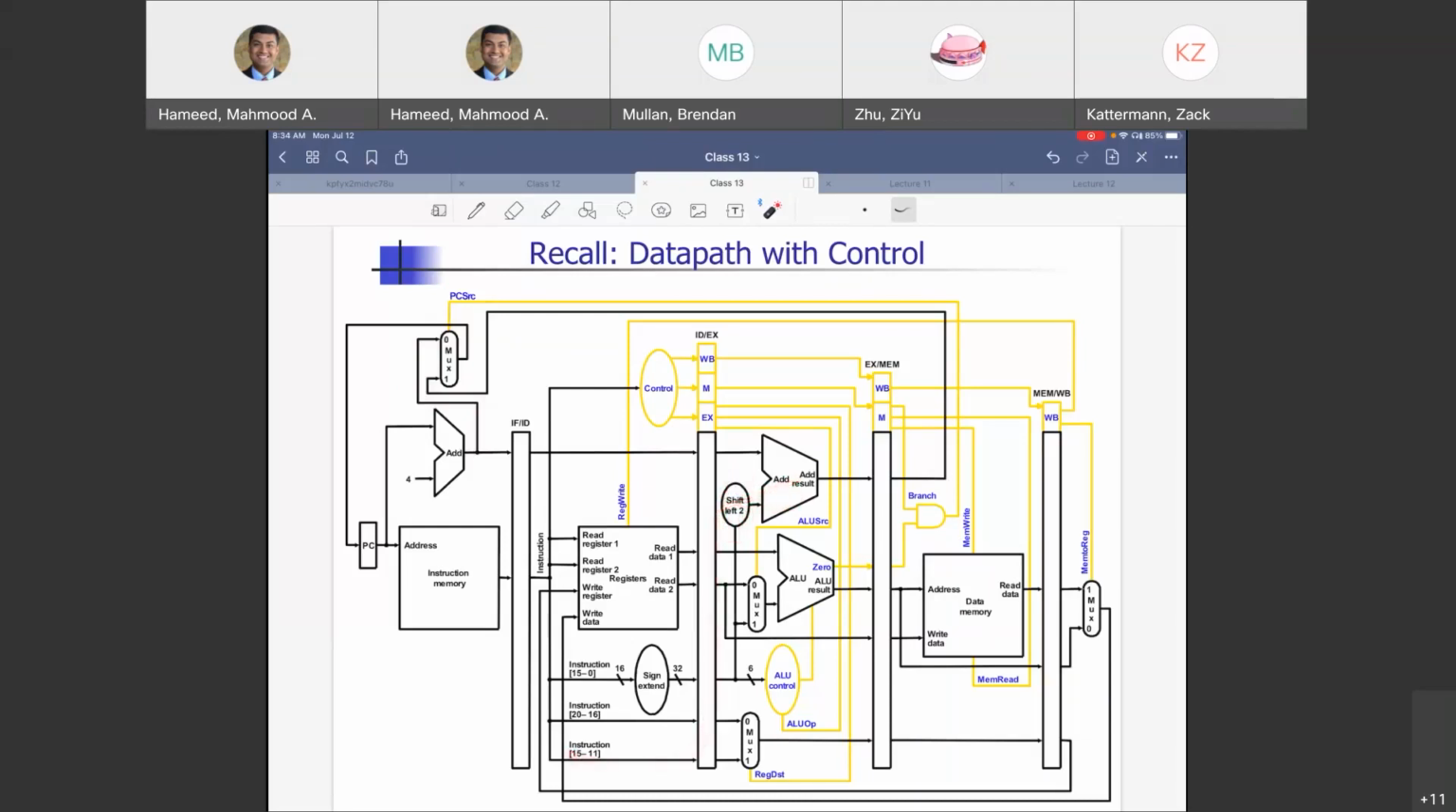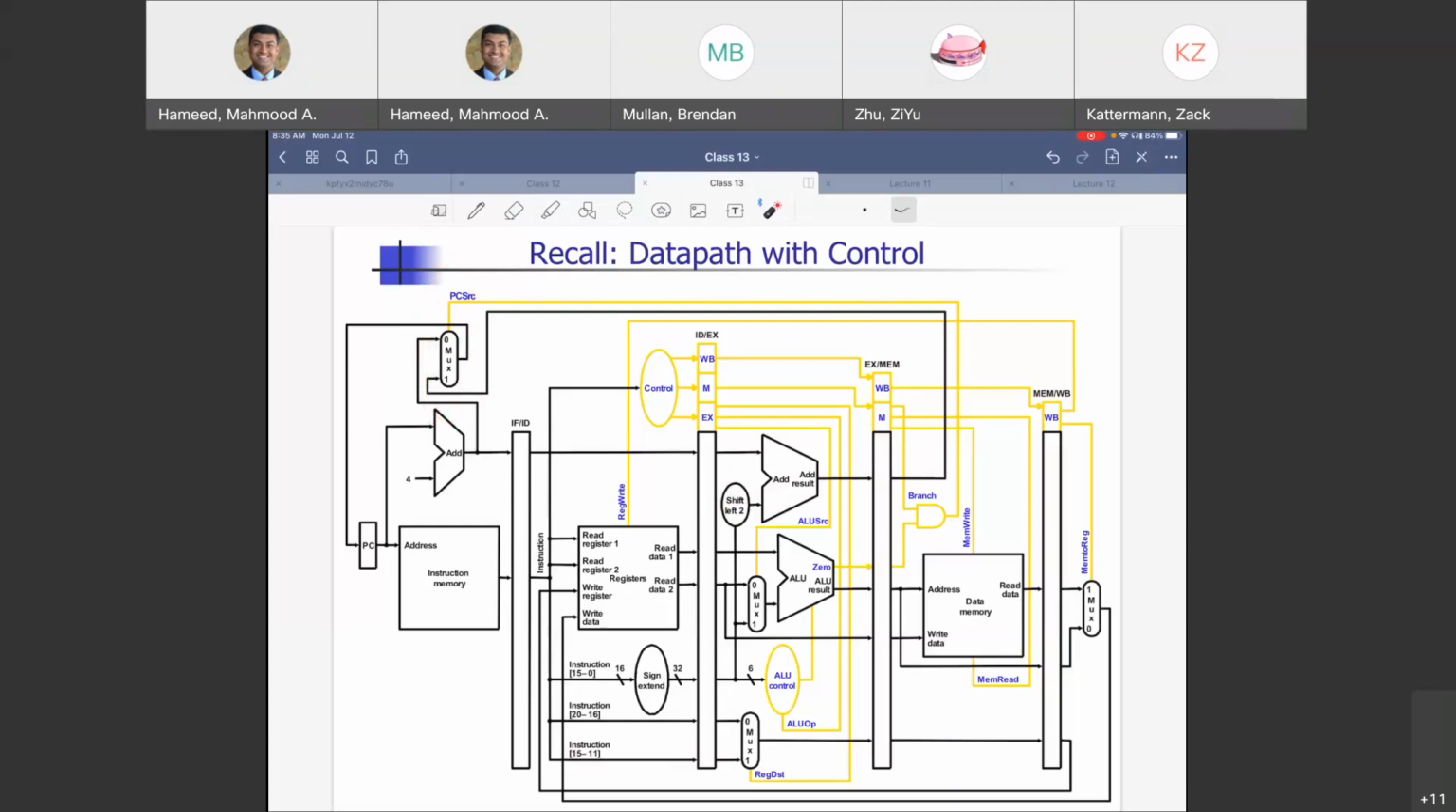To compute what? To compute the branch address. That is going to eventually come here. So PC source is picking one or the other. Is it PC plus 4 or PC plus 4 plus offset times 4, which is your branch address? So that's happening over here, and that depends on PC source.